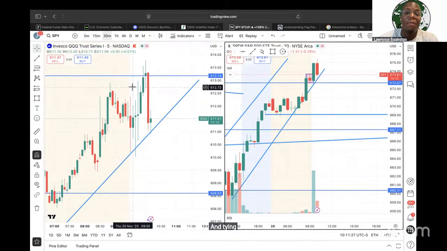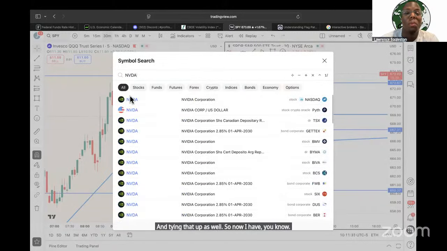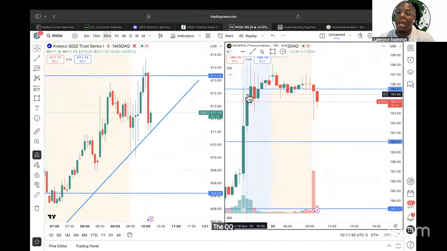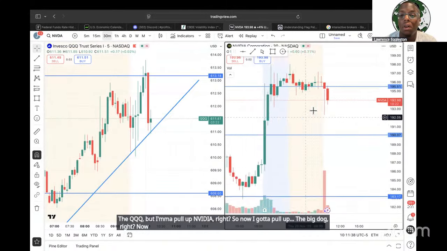So now I'll focus here solely on the QQQ, but I'm gonna pull up Nvidia, right? So now I gotta pull up the big dog. Now I gotta pull up Nvidia, the big dog.